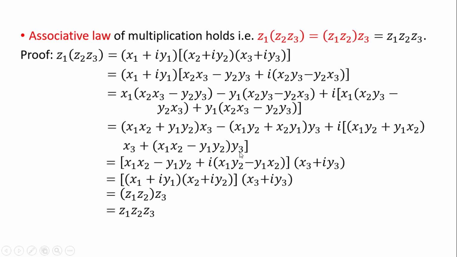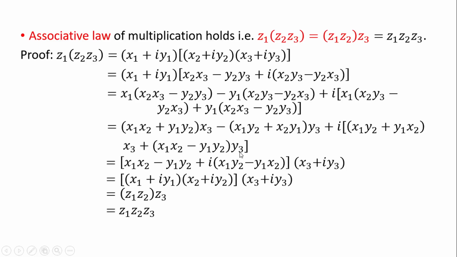So in this way we have a square bracket as x1 x2 minus y1 y2 plus i in bracket x1 y2 minus y1 x2, and what remains is x3 plus i y3. This is simply in square bracket x1 plus i y1 into x2 plus i y2, and out of square bracket it is x3 plus i y3. So in square bracket it is z1 into z2, and out of bracket it is z3. So we proved that z1 into (z2 into z3) is equal to (z1 into z2) into z3.